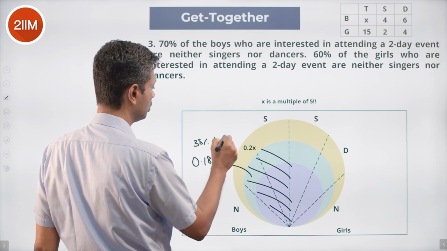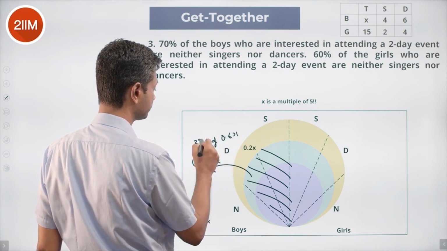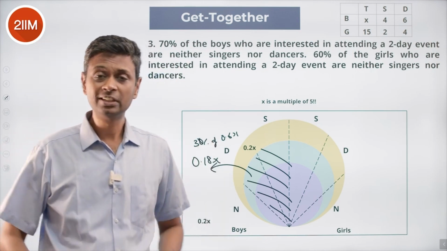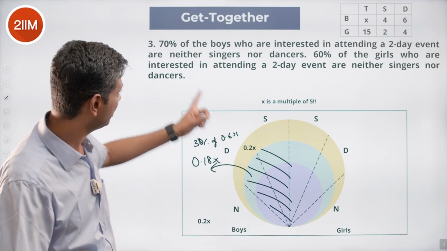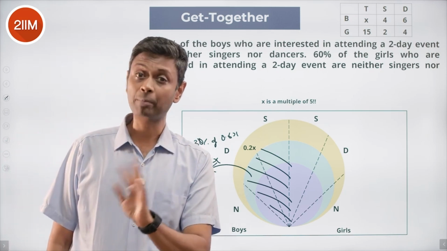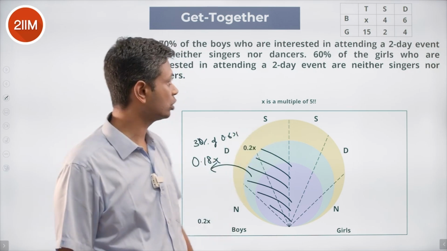30% of 0.6x. 70% are neither dancers nor singers. That means the remaining are dancers or singers. We already know that singers and dancers, there's no overlap. That's very clear, been given.